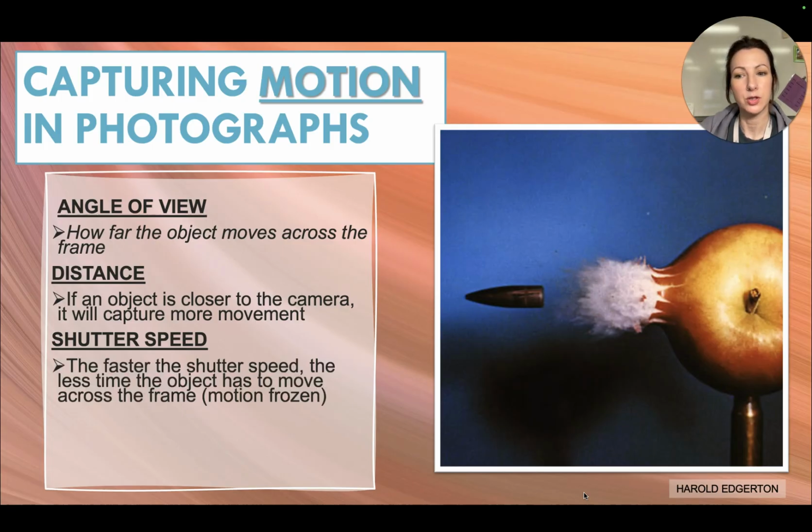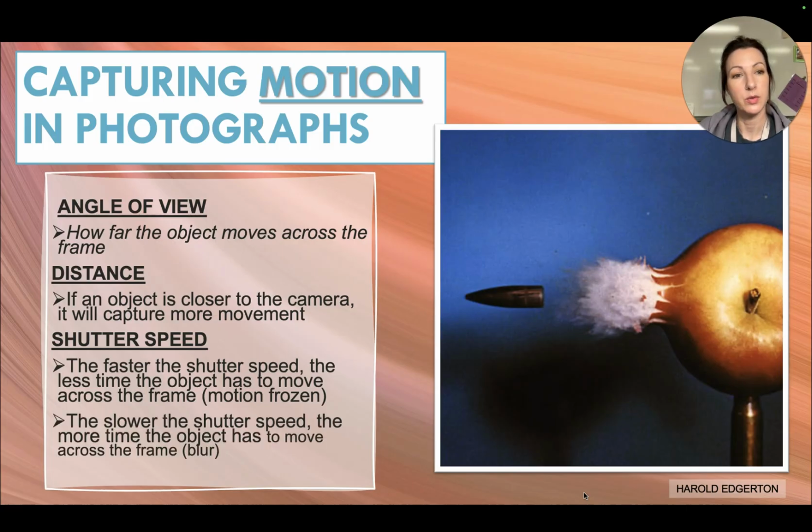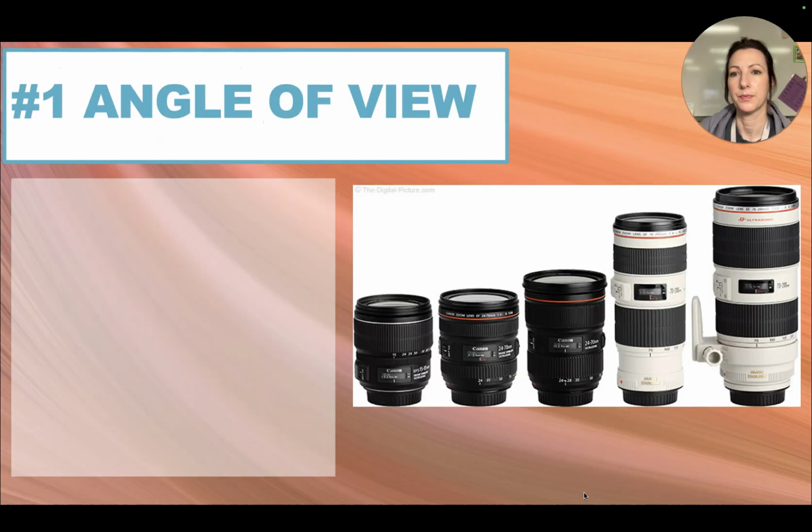So the faster the shutter speed, the less time the object has to move across the frame and the motion is going to be frozen. The slower the shutter speed, the more time the object has to move across the frame and your motion will be blurry. So let's look at these in detail.